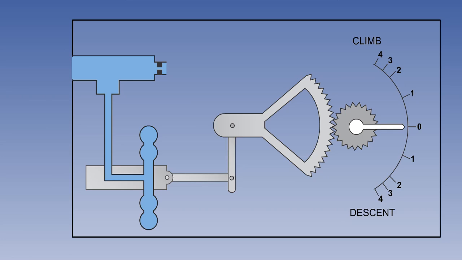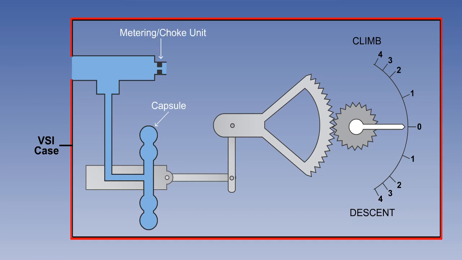The VSI may be thought of as an airtight instrument case, with a pressure sensing capsule and a metering unit inside. Both the pressure sensing capsule and the metering unit are fed with static air. Inside the metering unit is a restrictive choke, and the purpose of the choke is to slow down the rate at which static pressure can change within the airtight instrument case. In level flight, the static air pressures on each side of the choke will be equal.